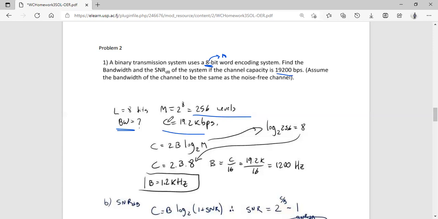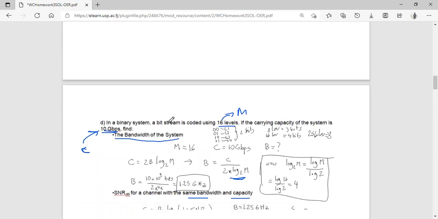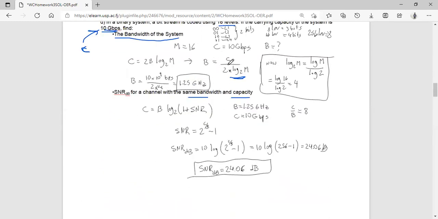So this reflects to our Nyquist equation, isn't it? Nyquist equation says C is basically equivalent to 2B log base 2 of M, right? Based on this equation, we can find our B, since we know our C and we know our M. M was calculated based on the number of bits given over here. Now we just need to make B the subject of the formula. Making B the subject, B is basically equivalent to C divided by 2 log of base 2 of M.